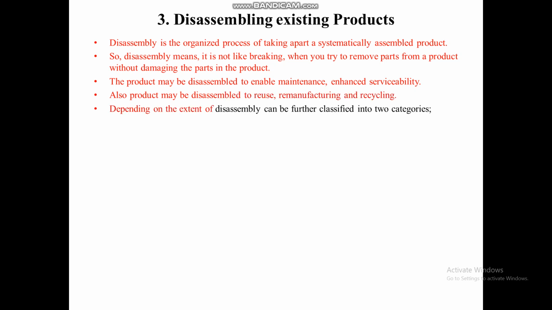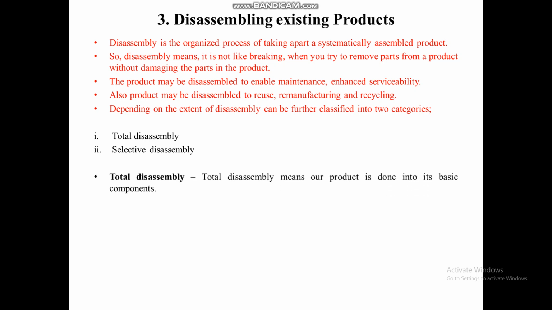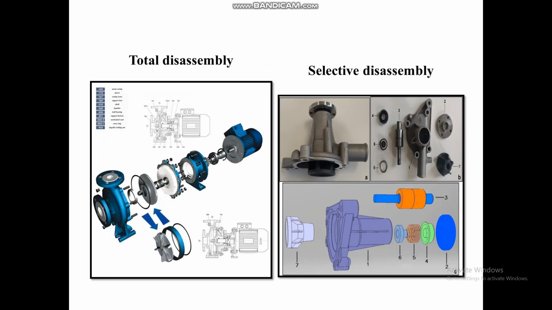Also, depending on the extent of disassembly, it can be further classified into two categories. First one is total disassembly, second one selective disassembly. Total disassembly means the product is taken down into the basic components. Then second, disassembly is the reversible dismantling of a complex product into less complex sub-assemblies or single parts. It involves the systematic removal of a desired constituent part from an assembly while ensuring that there is no impairment of the part due to the process.